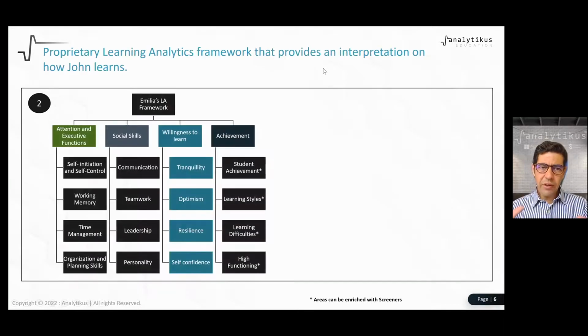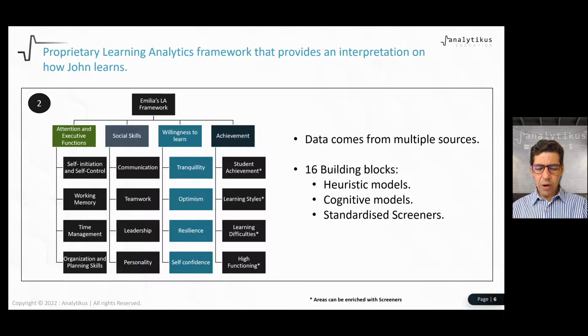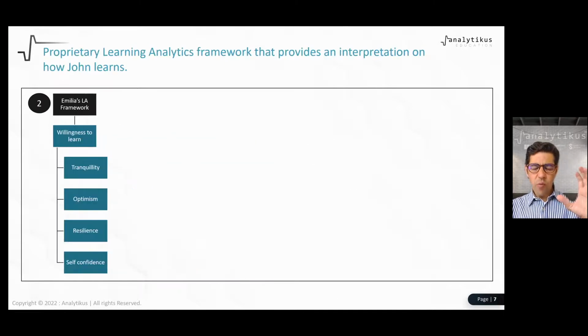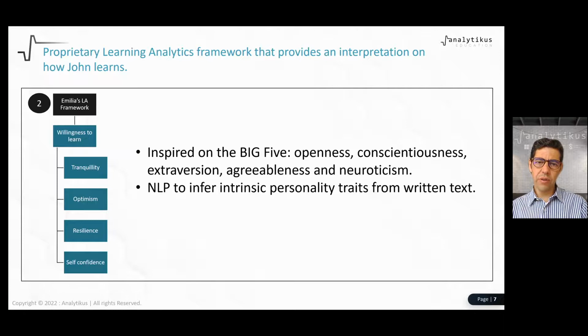Let me share with you more about the learning analytics framework. There are 4 pillars: executive functions, social skills, willingness to learn, and achievement, and 16 building blocks, such as working memory, teamwork, optimism, and high function, or student achievement. These 16 building blocks are composed of heuristic algorithms and cognitive algorithms. In particular, the willingness to learn is the output of a cognitive algorithm based on the big 5 traits of personality. And we are using natural language processing to infer intrinsic personality traits from open text.